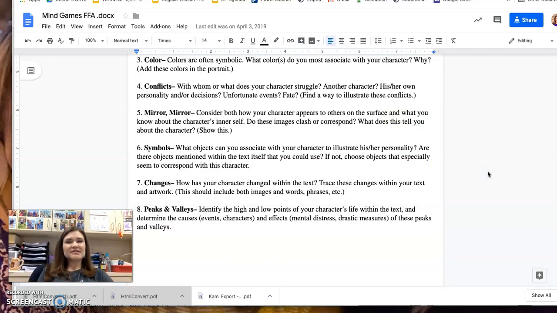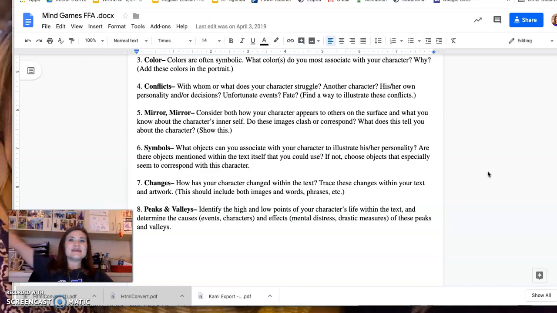Symbols. Are there any specific symbols in the story that you can associate with your character's personality? In Flowers for Algernon, there are a couple of obvious ones that you can incorporate in here, or you could be a little bit more creative here as well. Changes. How does your character change throughout the story? That should be really easy for Charlie because he changes in so many ways. You're going to find a way to visualize that change as well.